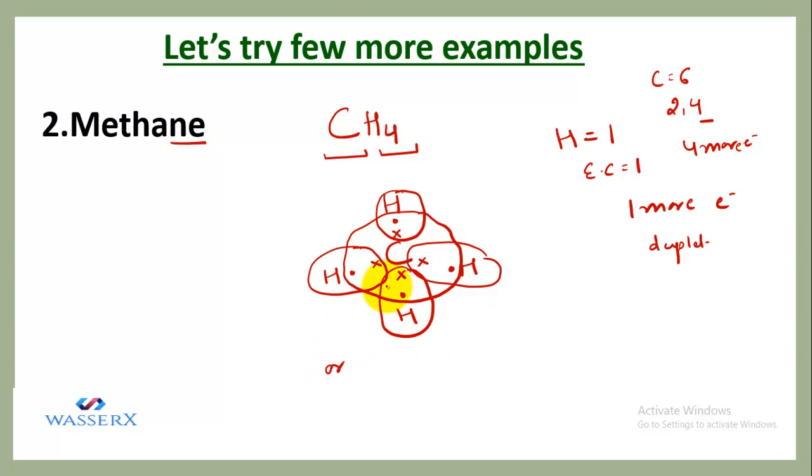Now we can replace the shared pair by the lines. As you can see that there is 1 shared pair in each case. So I can represent it like this. So this is how methane is formed, and the geometry which is formed is tetrahedral. You don't need to write the geometry. This is just for your knowledge sake that I am writing. So this is how the methane molecule is formed.